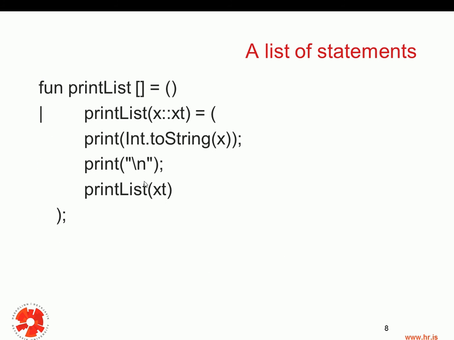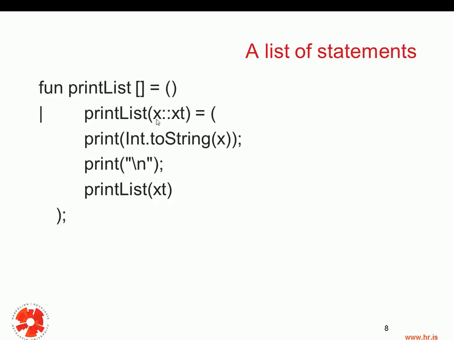So here is an example of a function that prints a list. So how is it implemented? The function printList is implemented using cases and patterns again. It takes a list. If the list is empty, then notice what we're doing. We're returning unit as a value. It's kind of a void, isn't it? I mean, if the list is empty, then we don't have anything to print, and then we just return void, unit. Now, if the list is not empty, it means the pattern x double colon xt can be matched against the list, because then the list contains at least one element.